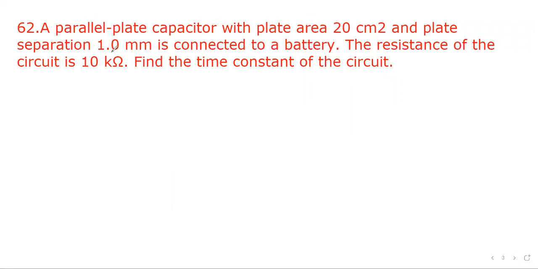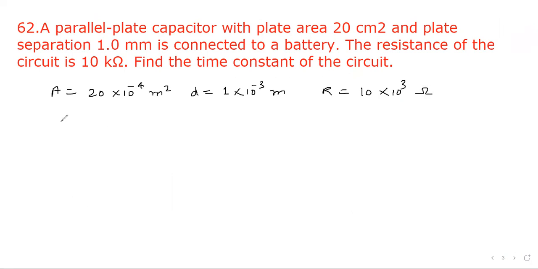Question number 62. A parallel plate capacitor with plate area 20 centimeters square. Here area is given as 20 into 10 to the power minus 4 meters square. Plate separation is 1 into 10 to the power minus 3 meter. And the resistance is given as 10 into 10 to the power 3 ohm. Here we have to find out the time constant, and we know that time constant is RC. We put the value, but C is epsilon naught A upon D. So we can evaluate it.